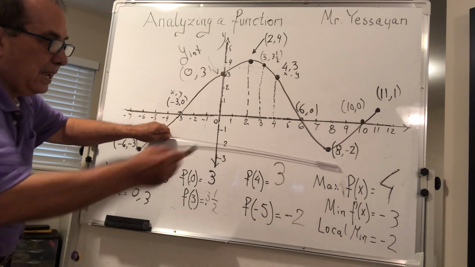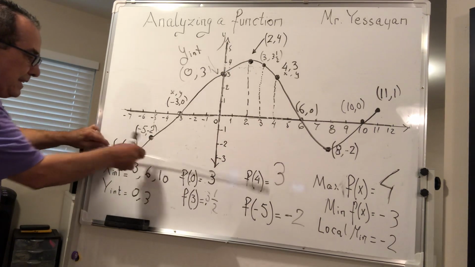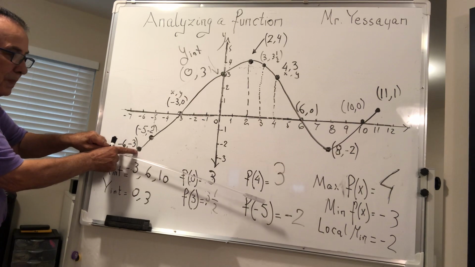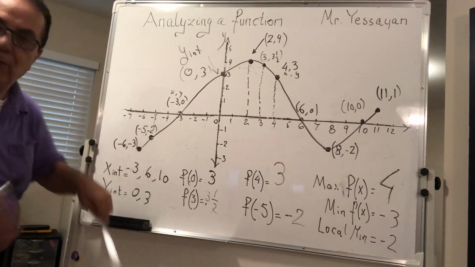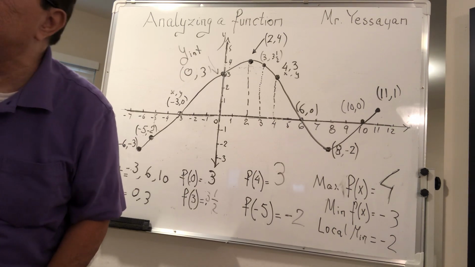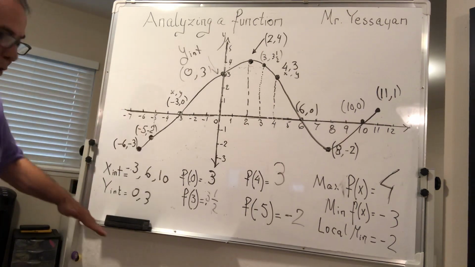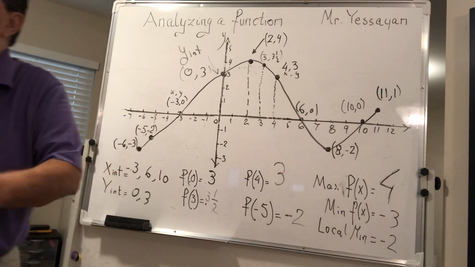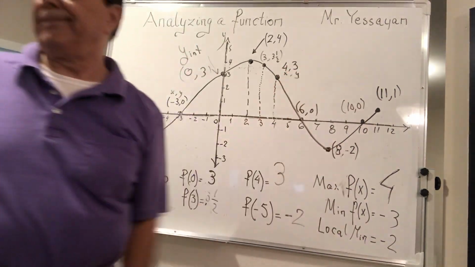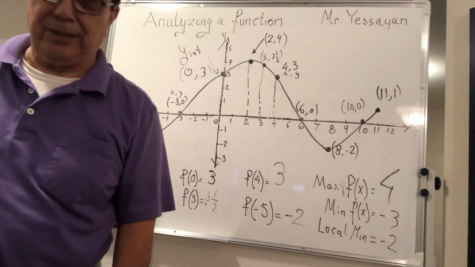But then below this, do I have anything less than this? I don't have it in this section, but over here, I see it's getting less than that. What's the other minimum here? -3. So which one is less? -3. And I don't have anything below -3. So -3 is my absolute minimum, and the local minimum is -2. Get it? Yes. Good.